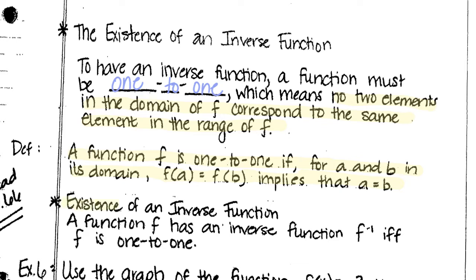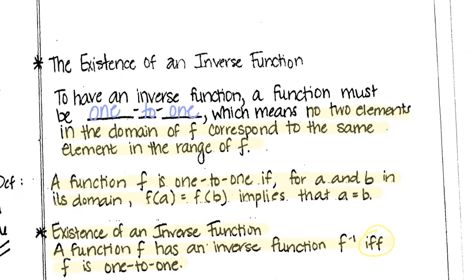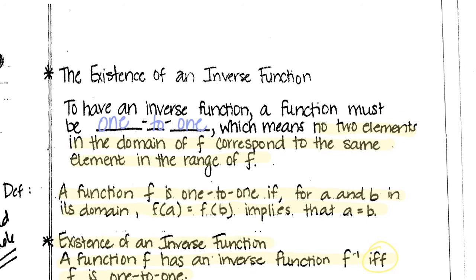So, the existence of an inverse function: a function f has an inverse function, f to the negative first, if and only if. This does not mean your math teacher doesn't know how to spell. That actually means if and only if f is 1 to 1. Now, you have used the horizontal line test and the vertical line test before, correct?